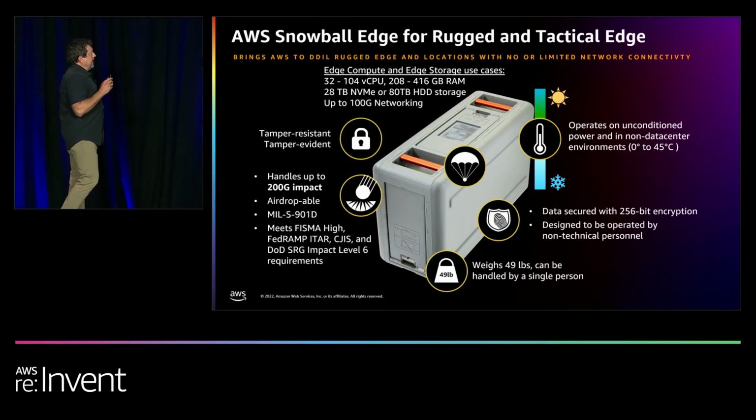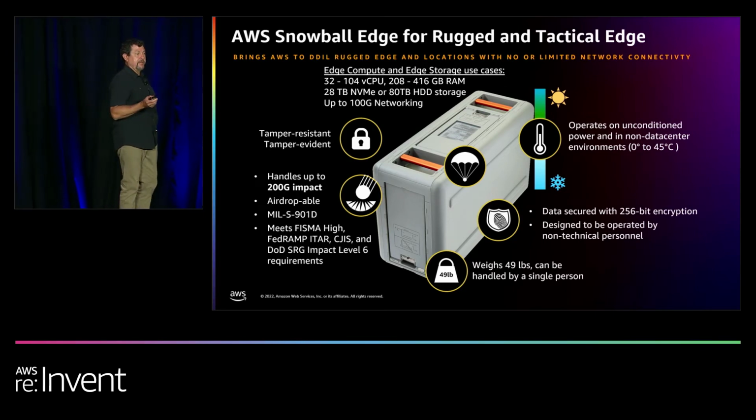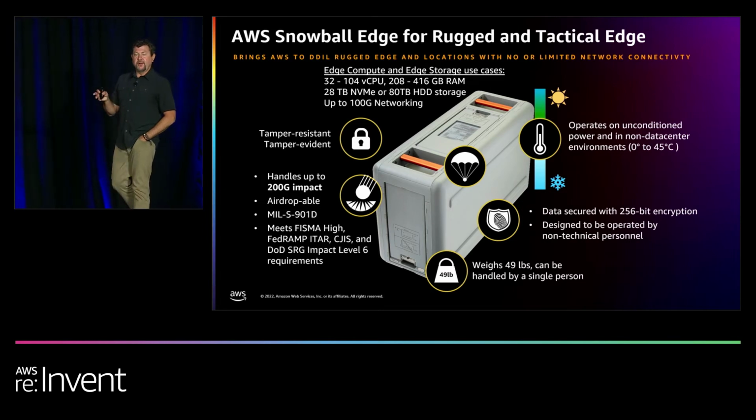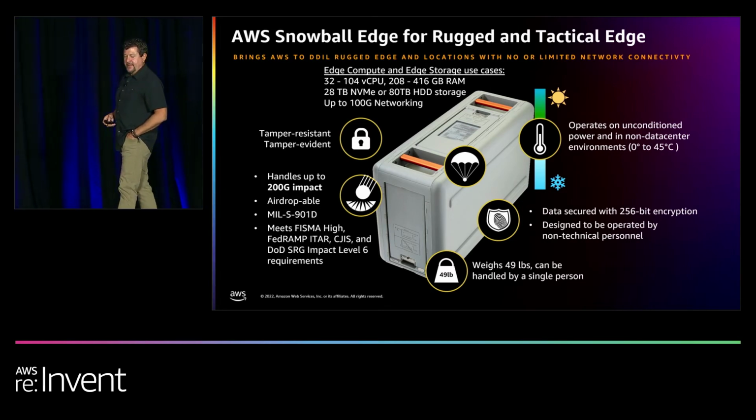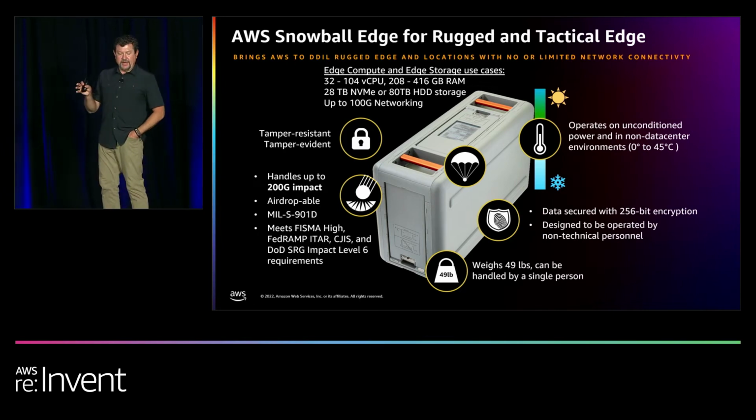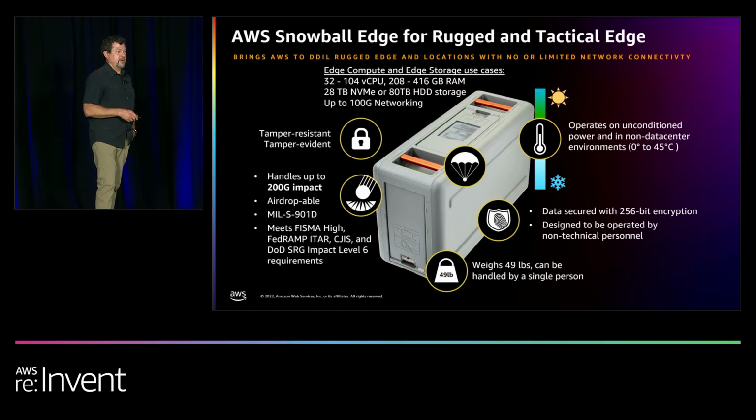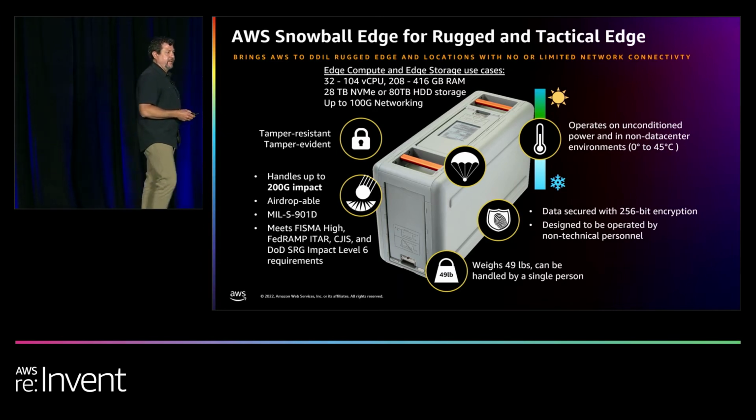And the compute optimized version, well, let me back up. The varieties you can get come from 32 up to 104 virtual CPUs, so quite a bit of compute. We just added that 104 vCPU model, paired with 208 up to 416 gigs of RAM. The newest compute optimized model, with the high end of those specs, comes with 28 terabytes of NVMe storage, so highly performant SSD storage on the device.